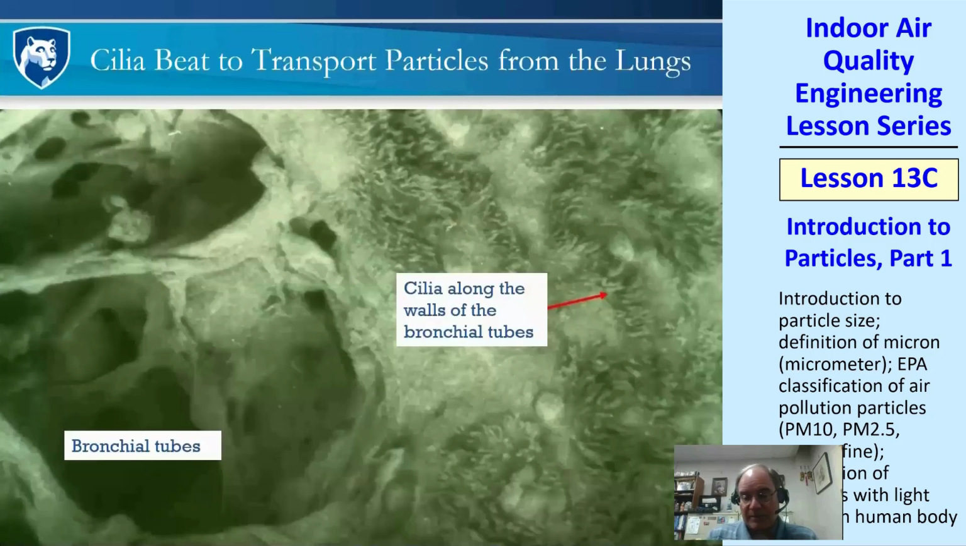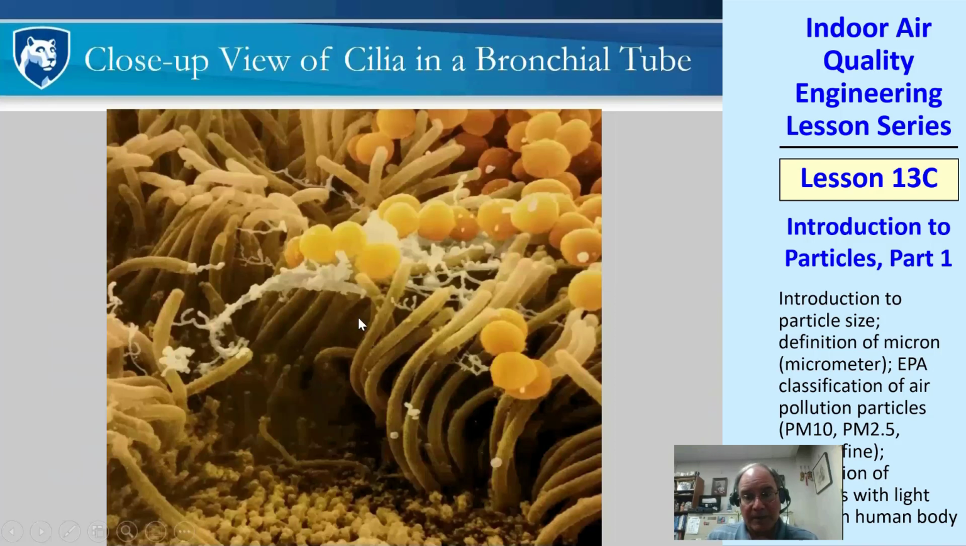Here are some pictures of bronchial tubes and some of the cilia. Here's a close-up electron microscope image of cilia, these little hairs. You see they're like fur almost. They're all over the inside lining of your bronchial tubes. And here are some particles, and these cilia are moving and pushing those particles up. They know which way is up, and they take those particles right up to your throat.